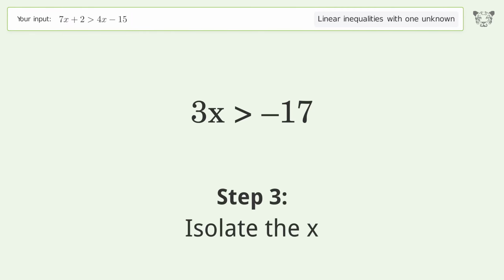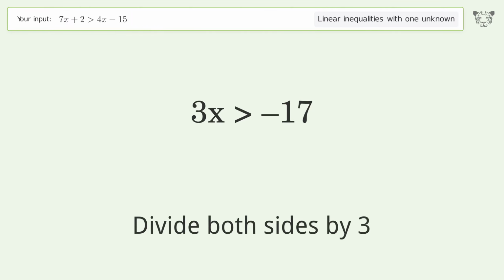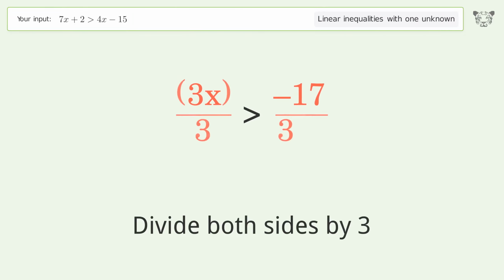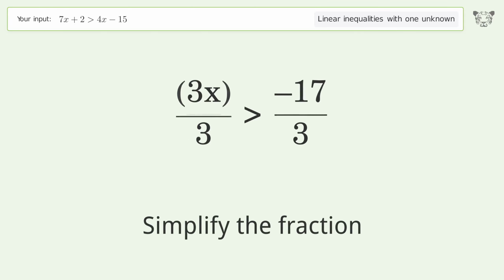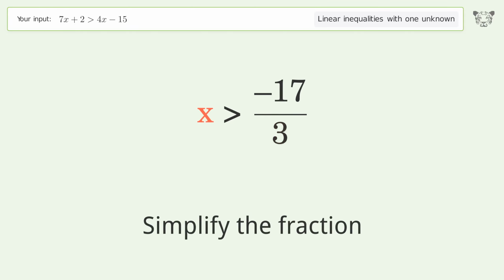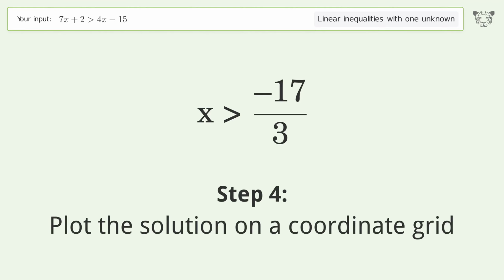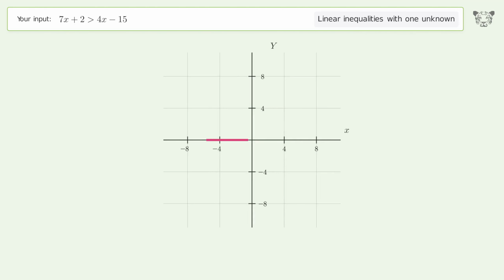Isolate the x. Divide both sides by 3. Simplify the fraction. Plot the solution on a coordinate grid. And so the final result is x greater than -17/3 greater than -52/3.